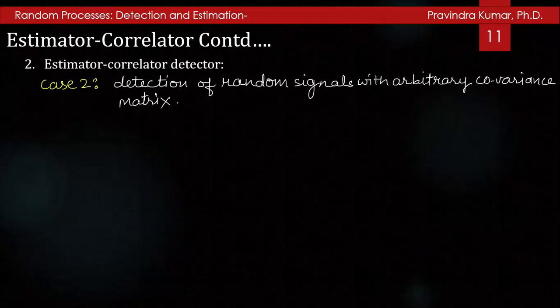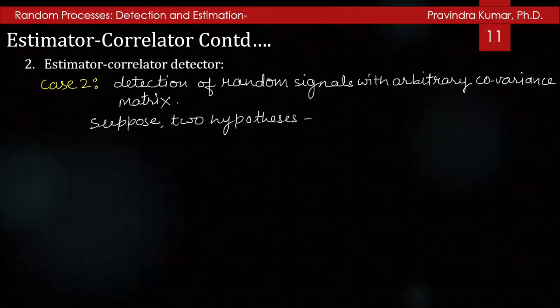Now consider another case, second, detection of a random signal with arbitrary covariance matrix. This is known as the estimator-correlator detector. In the previous case, a diagonal covariance matrix was given, where the diagonals had non-zero elements and the other elements were zero. Now in this case, we have detection of a random signal with arbitrary covariance matrix.